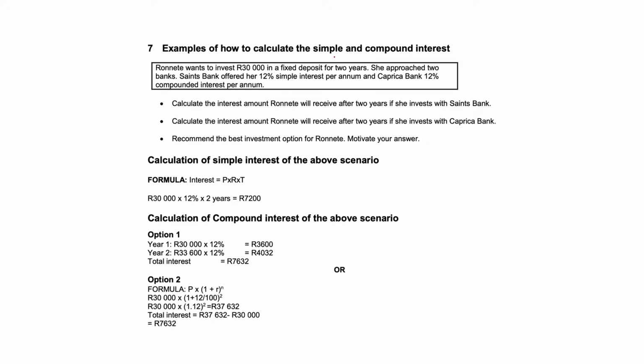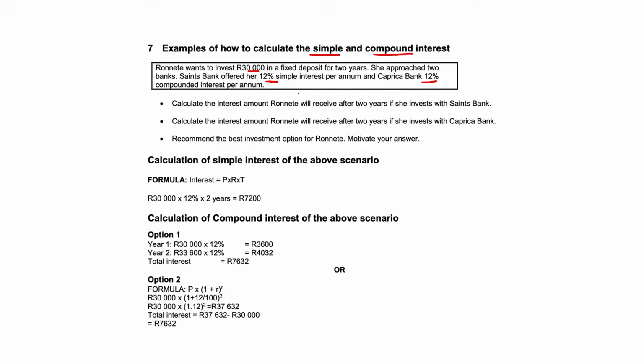So here's an example of how to calculate simple and compound interest. Ronette wants to invest 30,000 rands in a fixed deposit for 2 years. She approached two banks. Saints Bank offered her 12% simple interest per annum, and Caprica Bank offered her 12% compounded interest per annum. So both per annum.